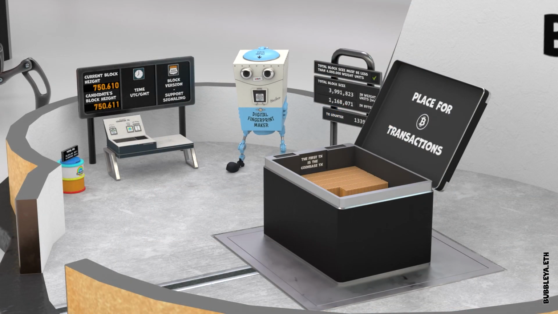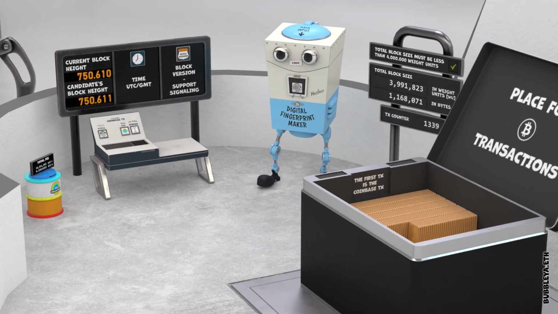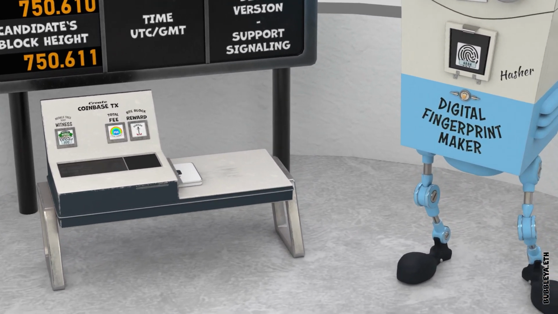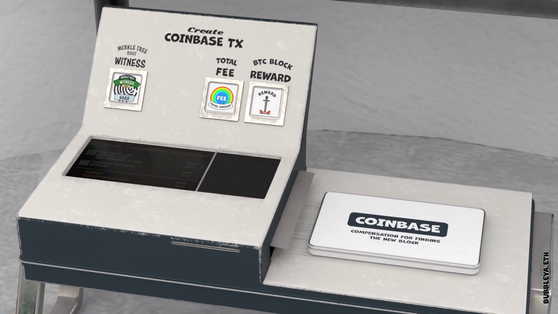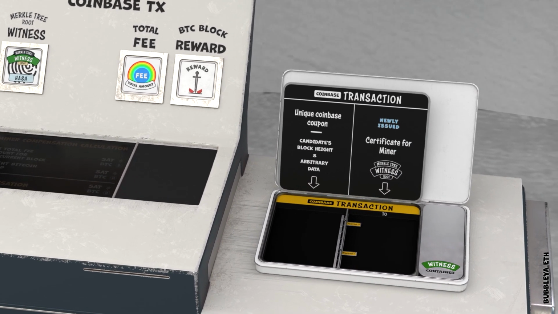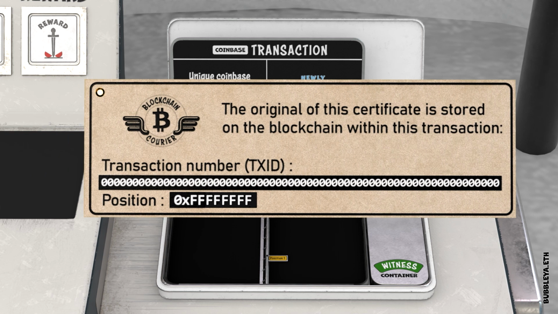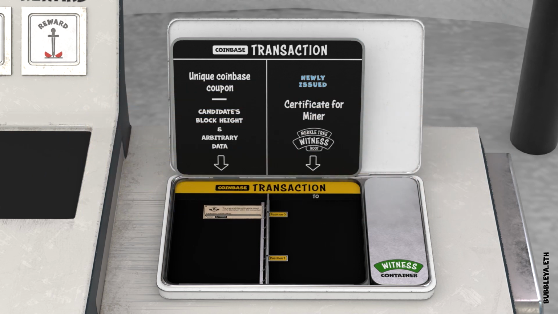A miner receives a reward for creating a new Bitcoin block. To do this, he sets up a payment transaction called Coinbase. Coinbase differs slightly from the typical transaction because it does not involve spending funds. However, to identify this transaction as a Coinbase transaction, a special coupon with predefined values is placed there.